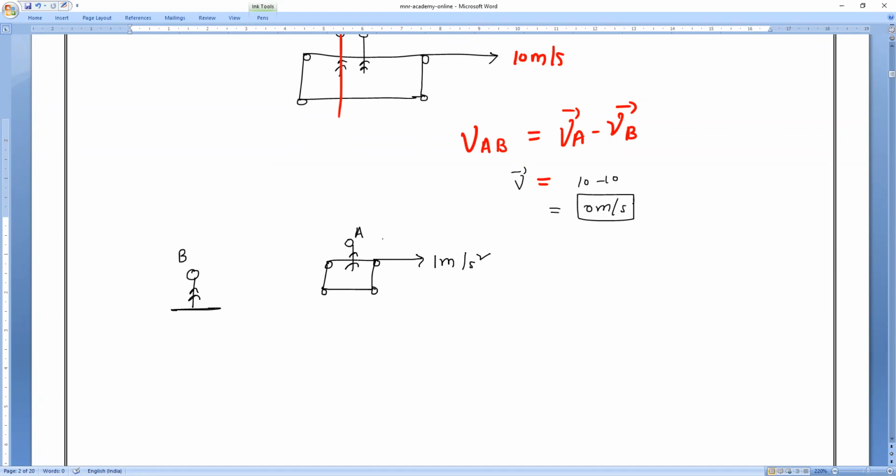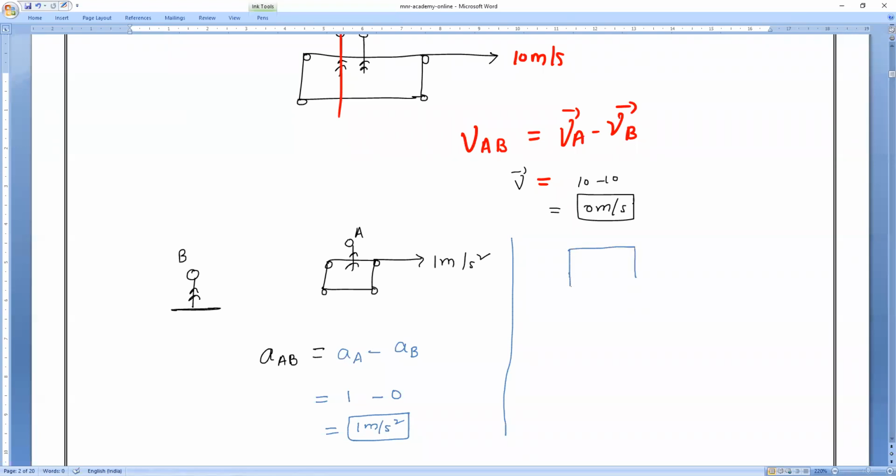Now you tell me, what is the relative acceleration of A with respect to B? It is the acceleration of A minus the acceleration of B. The acceleration of A is 1, minus the acceleration of B, which is 0. So the relative acceleration of A with respect to B is 1 meter per second square. Clear? Next.